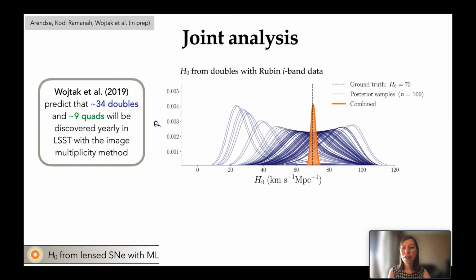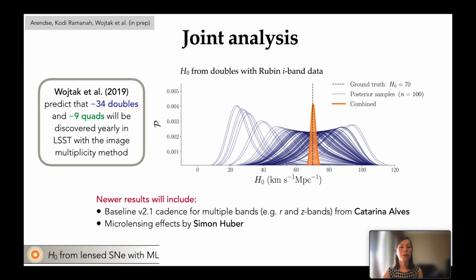Now, in order to get an estimate for the precision that we expect, for example, within 1 year of LSST observations, we use the numbers from Wojtak et al., where they predict that for type 1a supernovae, there will be around 34 doubles, which are lens supernovae with 2 images, and 9 quads, which are supernovae with 4 lens images. So these will be discovered yearly in LSST using the image multiplicity method. So this means with the image multiplicity method that they are discovered because they have multiple images, so the images are also resolved here, which makes it easier for us to measure the time delays.